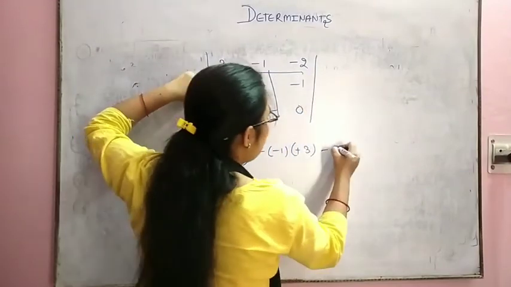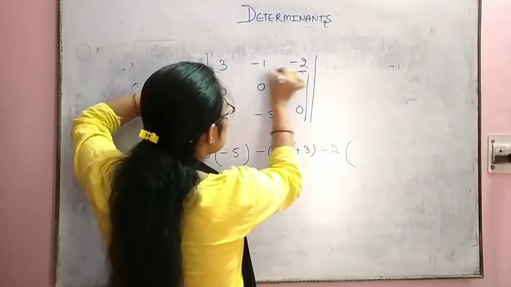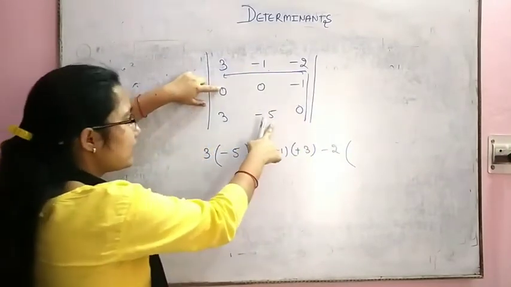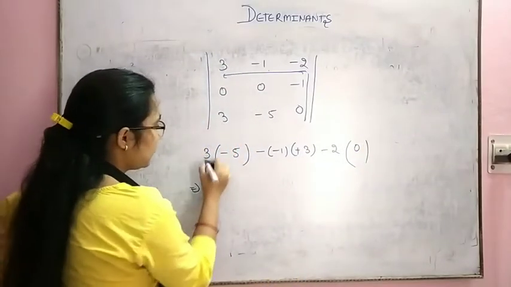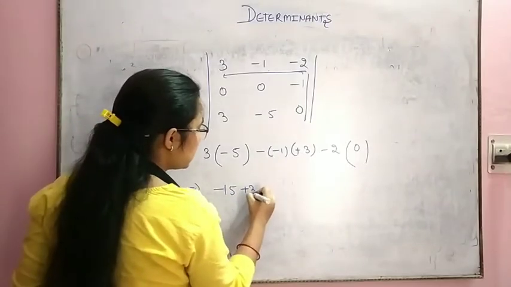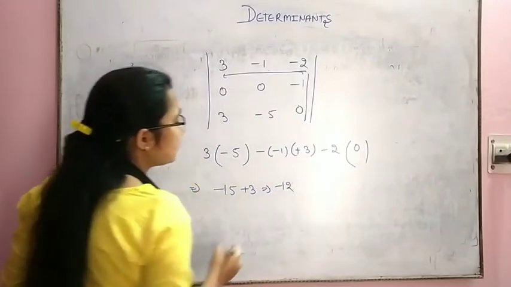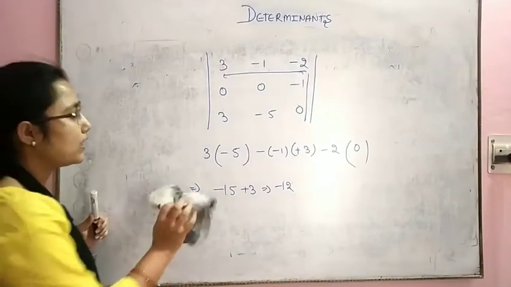So now write down minus 2. The respective row and column will be cancelled out. So 0 into minus 5 is 0 and 0 into 3 will be 0. So minus 15. This will be minus minus plus 3. So we get minus 12 as the value of the given determinant. Now come to the next.